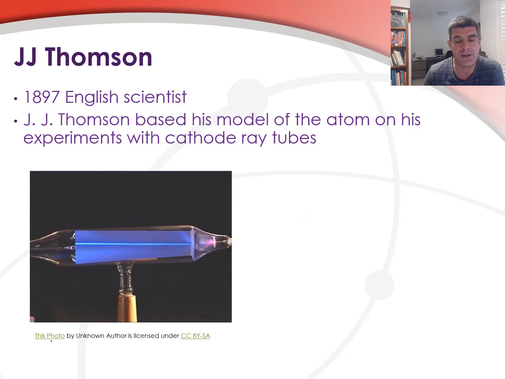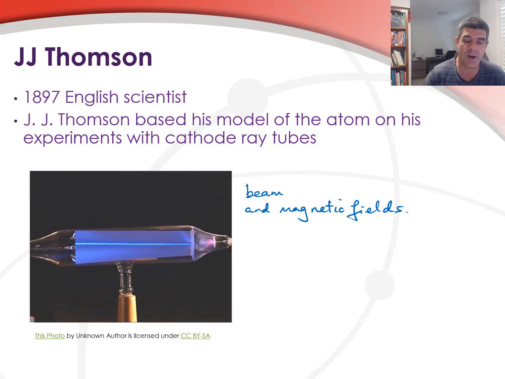So J.J. Thomson was an English scientist who lived in the late 19th, early 20th century, and he based his understanding of the atomic model on his experiments with cathode ray tubes. Now hopefully you'll get the opportunity to have a look at a cathode ray tube in the laboratory, and particularly the interaction between the beam and things like magnetic fields.